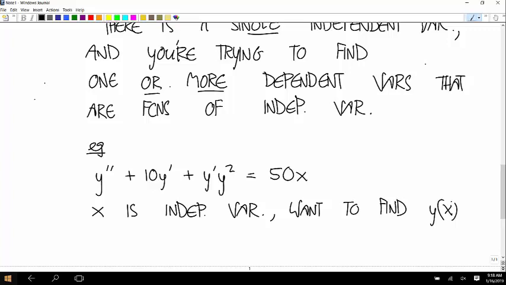How do we know that there's only one independent variable? Well, the fact that I'm using that prime notation indirectly tells us that that's the case. Because if there was another hidden independent variable in here, like say this function y depended on x and c, we wouldn't use this prime notation. We'd use partial derivatives. We'd say this was the second partial derivative of y with respect to x.